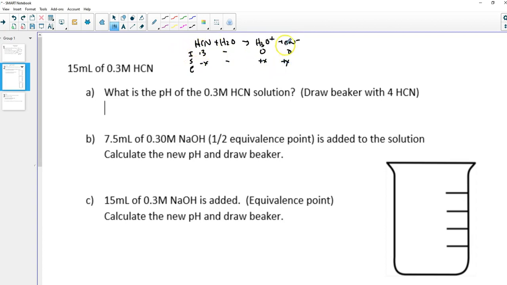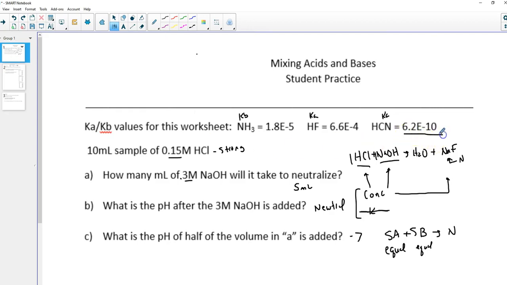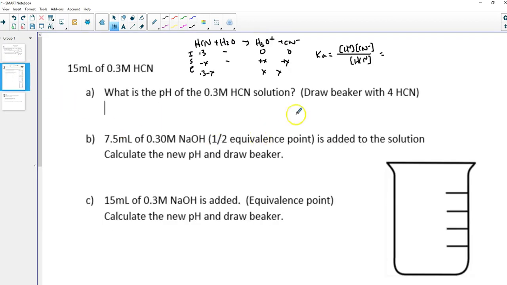Of course, I'm shifting this way because I don't have any products to speak of at this point. 0.3 minus x and x and x. My hydrolysis equation: Ka equals the concentration of my H plus times the concentration of my CN negative over the concentration of my HCN. All right, let's take a moment, solve for x. My Ka is given here at 6.2 e to the negative 10th. Again, that means this thing is a pretty weak acid. It is still going to be acidic because there's none of the cyanide to speak of to counteract it.